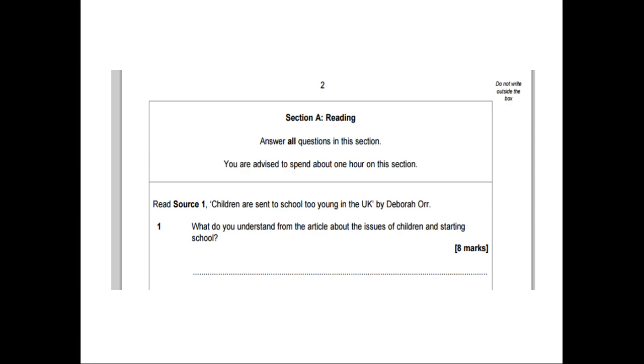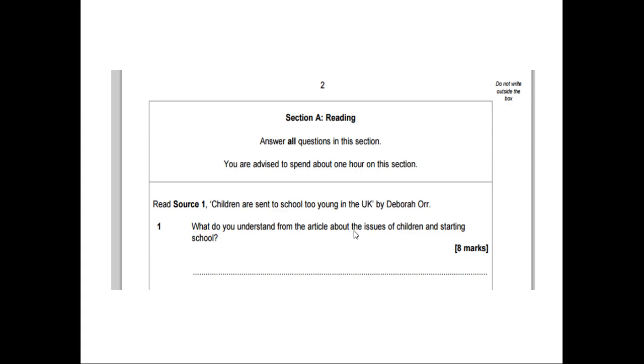So question 1 will always be on source 1 from your insert, as you can see. Just to avoid any confusion, they even tell you what that is. So you should be looking at the newspaper article with the headline "Children are sent to school too young in the UK." Similarly, the question will always be phrased in the same terms, so you can expect to see the question there that says, "What do you understand from the article about?" and then whatever the topic is for that particular year.